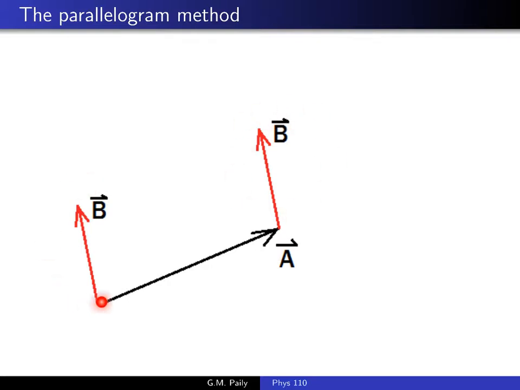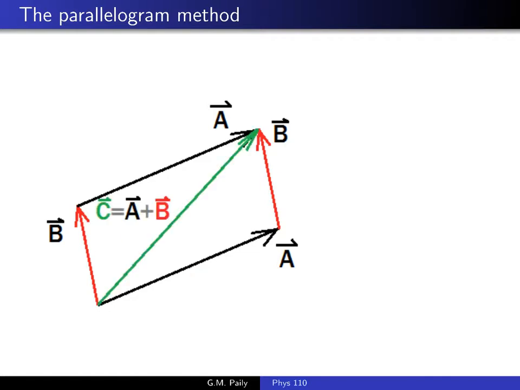So this vector B is the same as this vector B. Now we do the same to A. We just move it parallel to itself, and now you can see we have constructed a parallelogram, right? It's a quadrilateral, there are four sides, and opposite sides are parallel to each other. And now the resultant, A plus B, is just this diagonal.